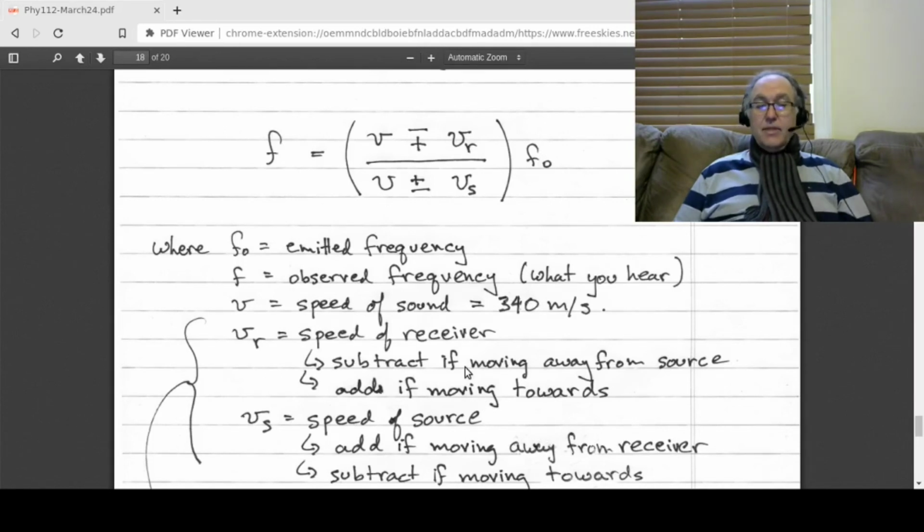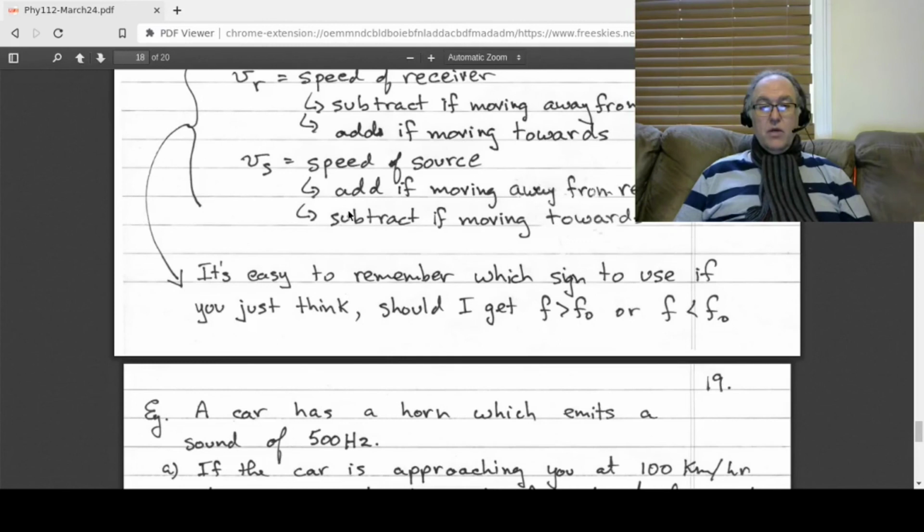Now on the bottom, it's the other way around. You would add if the source is moving away from the receiver, and you would subtract if the source is moving towards the receiver. Okay, so they're actually opposite. And I tried to indicate that because on top I have minus plus, and on the bottom I have plus minus. And now at this point you go, geez, I'm going to confuse this. And it is easy to confuse, okay?